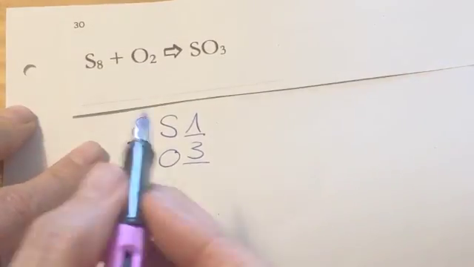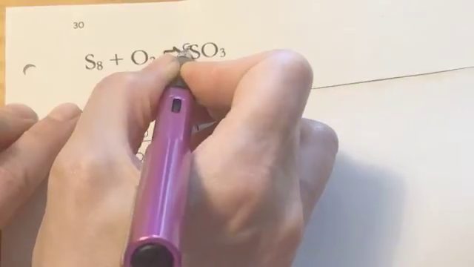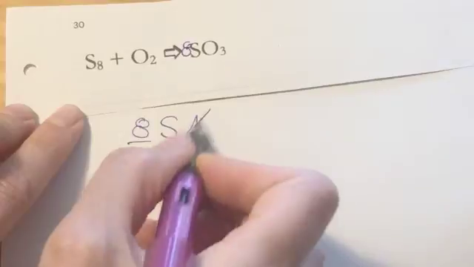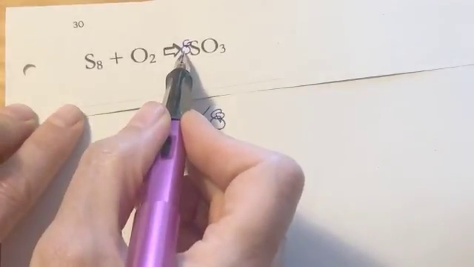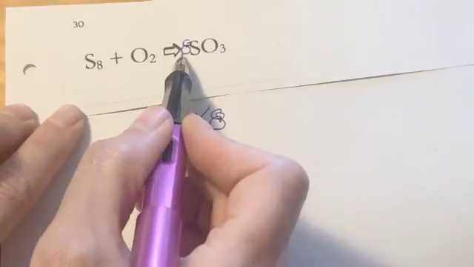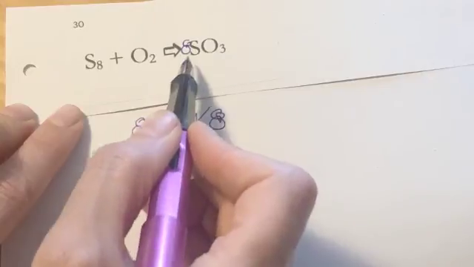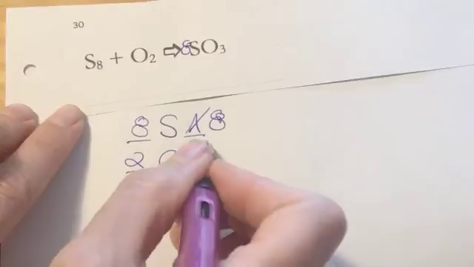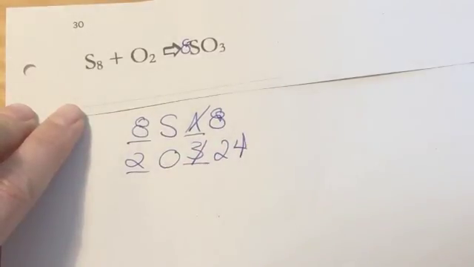So let's go right in. Here we've got 8 on this side, 1 on this side. The only way we can really figure out where to go is we need to put an 8 in front of this SO. So now that sulfur has 8. And this does not mean that there's 8 oxygen. We need to account for the fact that this SO3 has 3 oxygens. So 8 times 3, what's 8 times 3? It is 24. So we have 24 oxygens on that side.